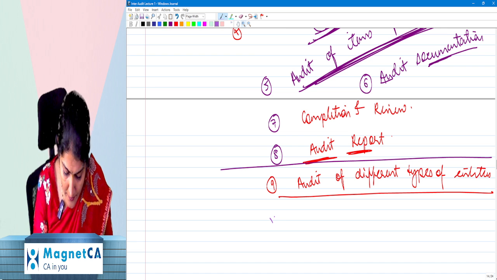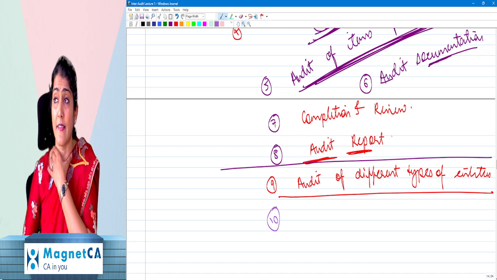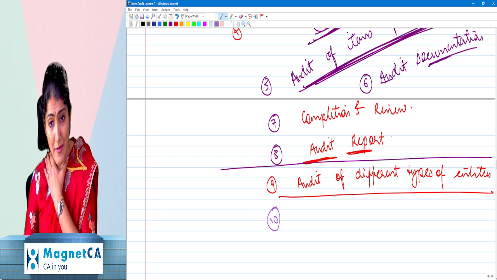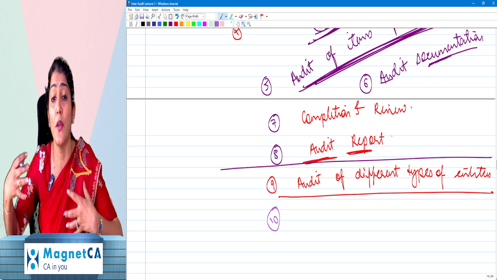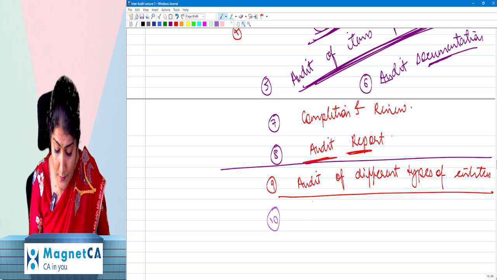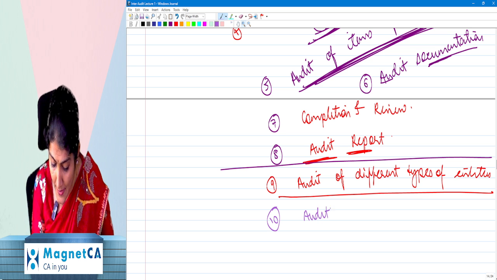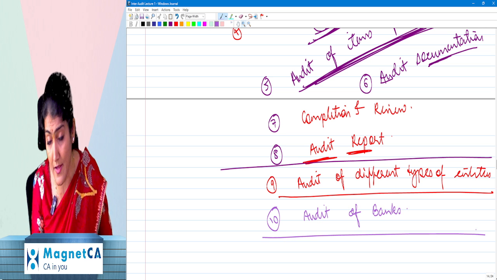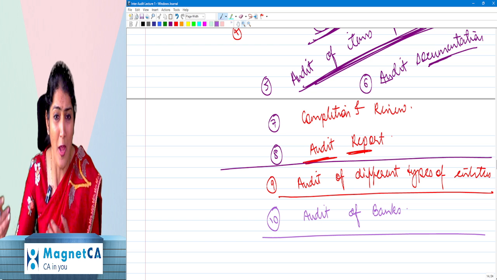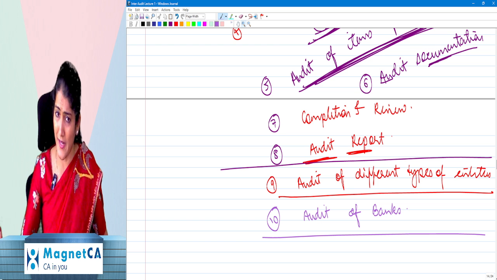Then you have chapter number 10. What I realized is that many students at the articleship level after CA Inter happen to do a lot of audit of banks. So that is why they have also put a chapter on the audit of the bank. The bank audit chapter is there at CA Inter also, CA Final also. But obviously CA Final gets more technical.